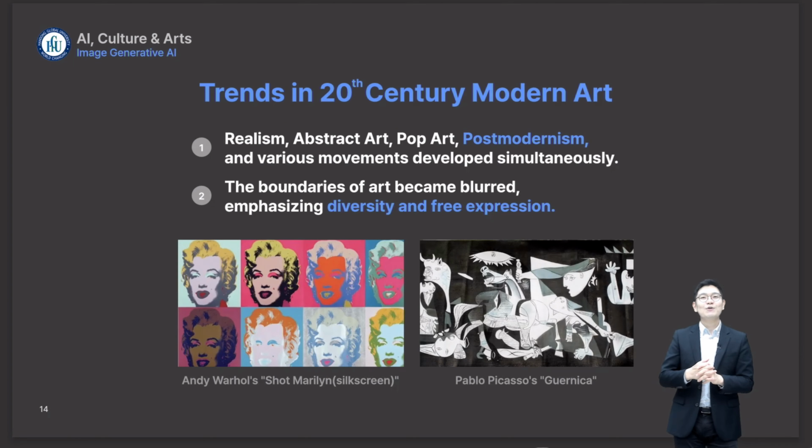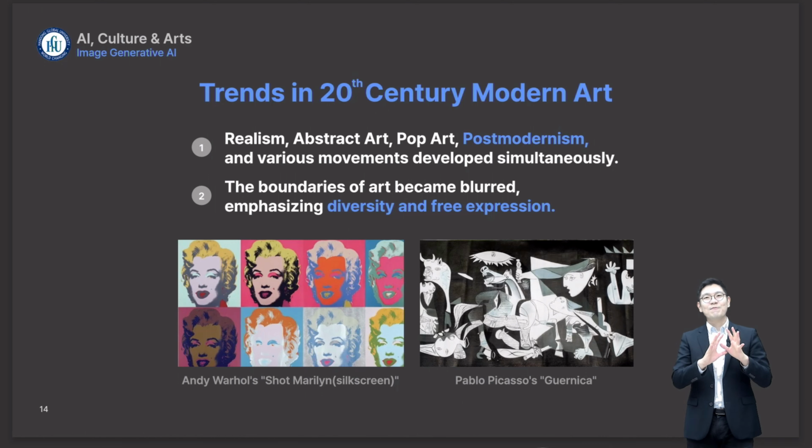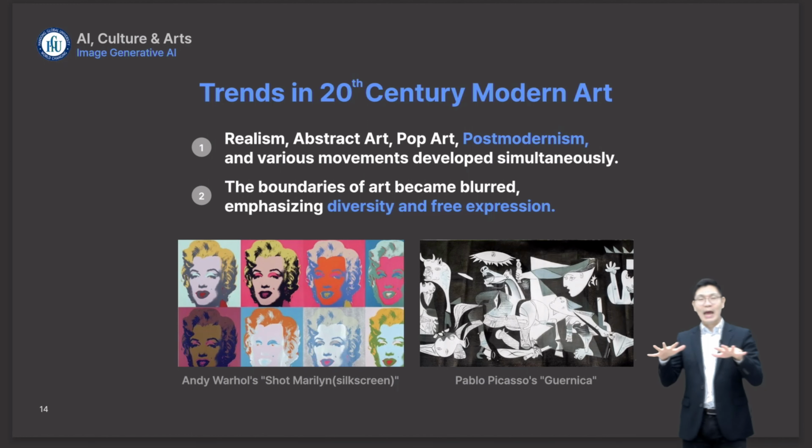After the 19th century, we moved to the 20th century in modern art. In that era, there was realism, abstract art, pop art, and postmodernism. Various movements developed simultaneously. The boundaries of art became blurred, emphasizing diversity and free expression. So Andy Warhol's silkscreen artwork is kind of the symbol of that modern art. Also, many people love Pablo Picasso. So please get into it and get inspiration from the long history of art.